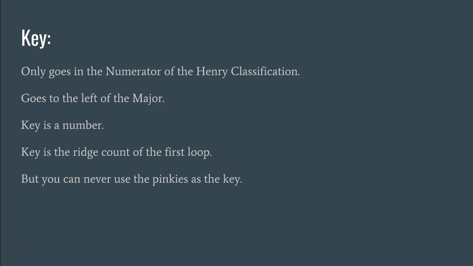All we're going to do is look at our fingerprints and find the ridge count of the first loop. So we're going to look at finger number 1, finger number 2, finger number 3. The first one of those that's a loop, the key is going to be the ridge count of that loop. The only difference is if the first loop is a pinky, we're not going to use that as the key. We can't use one of the pinkies as the key. So if our first loop is a pinky, then we're going to skip it, go to the next one, and use the ridge count of the next one.